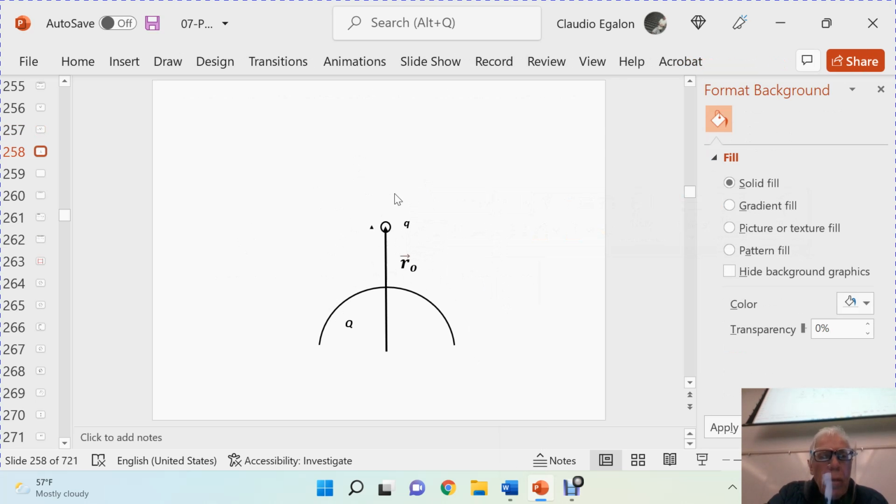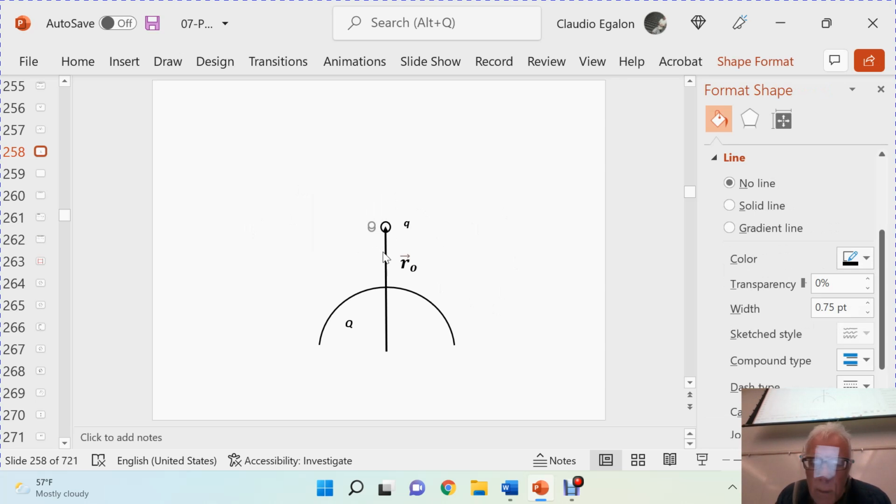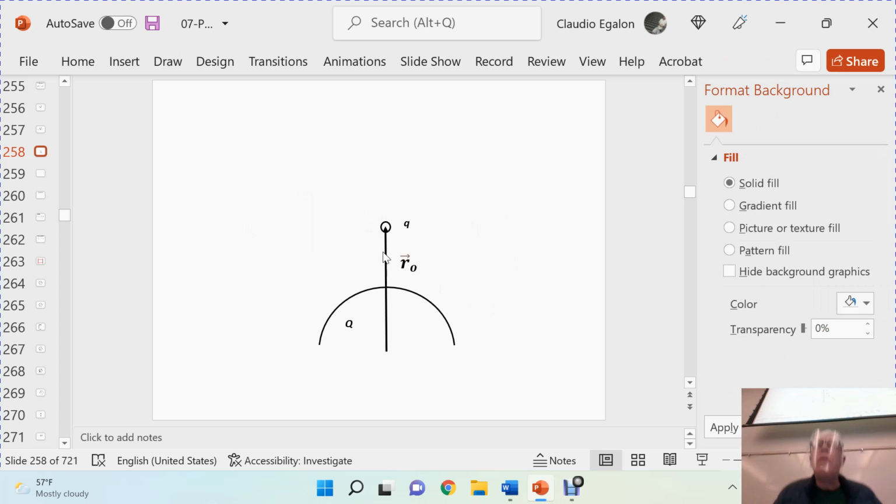Oops. What is this thing here? Do you see that thing in there? Do you see this little thing? What's that? Must be a little point that was in there.